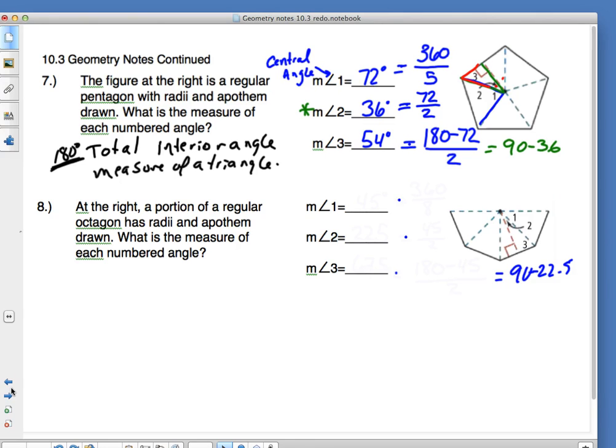Go ahead and finish up. You guys got 8. Find them in the exact same way. 360 divided by 8. That value divided by 2. Subtract that from 90 and you got it made.